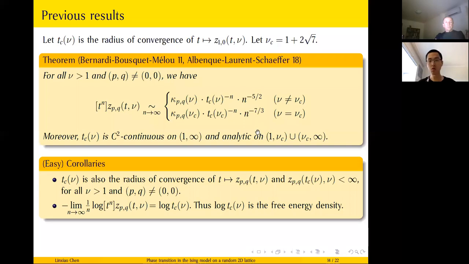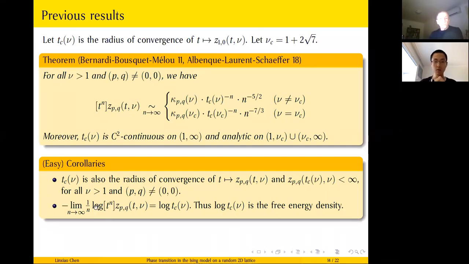And some easy corollary of the previous result is that, for example, Tc is the radius of convergence of this series. And moreover, if you plug t equal to Tc into this series, then the series is convergent. So basically, this series is convergent on the boundary of its disc of convergence.